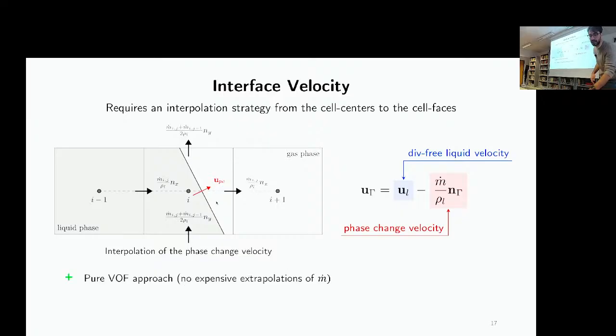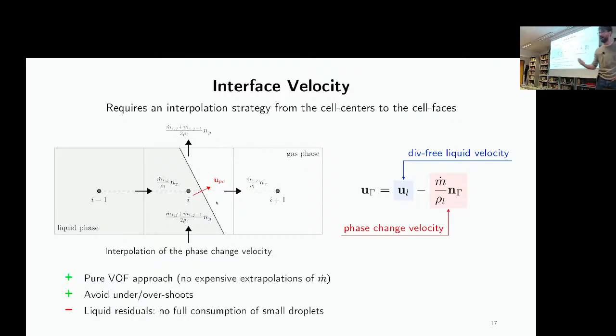In this way, we can get a pure volume of fluid approach which does not require expensive extrapolation of the vaporization rate. We can avoid undershoots and overshoots, which are typical of those methods that account for the phase change velocity as an explicit source term. We may have a drawback when we have small droplets, but that does not affect the results in these simulations. So now the problem is how can we calculate the liquid velocity?